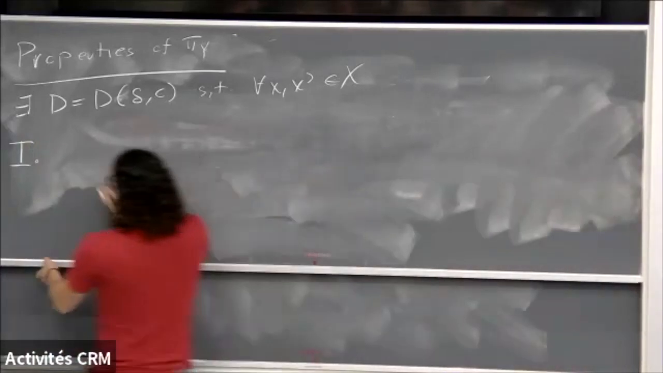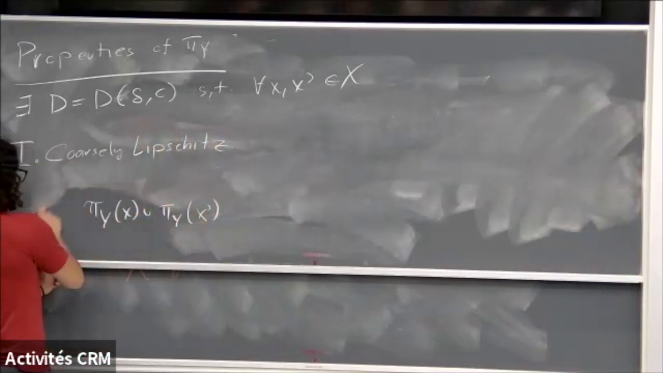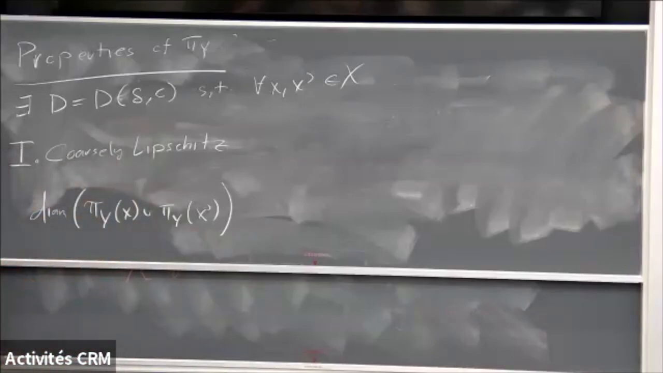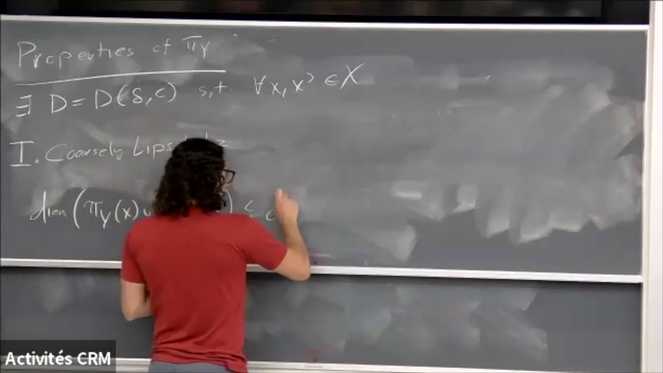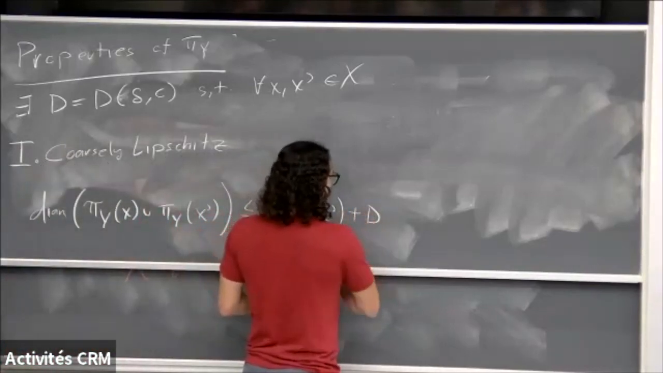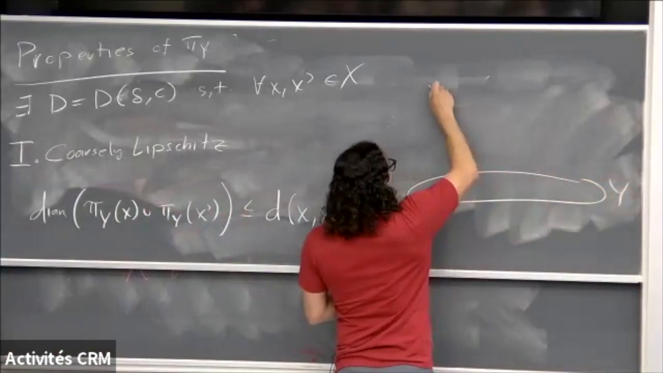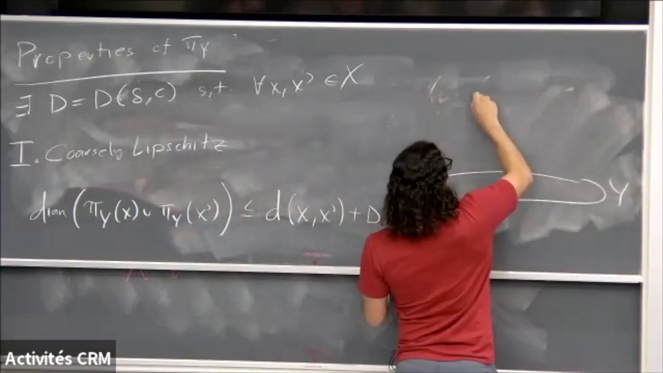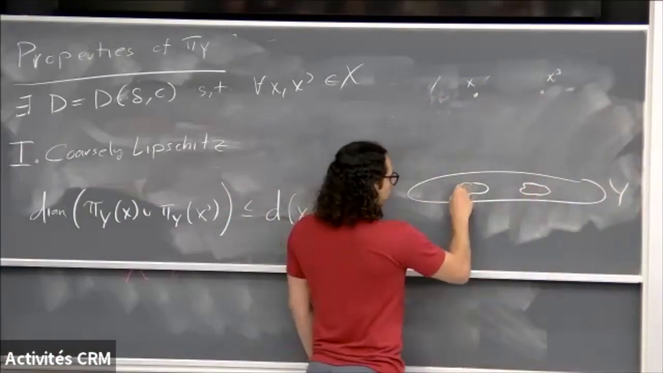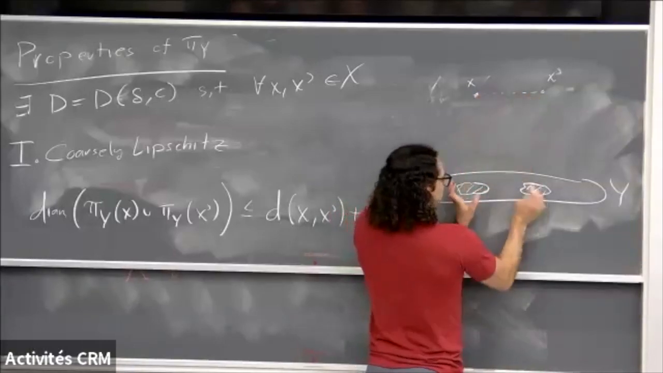This is what I call the coarse Lipschitz property. It says if I look at the projection of two points, and I take the diameter of the union of those projected sets, that diameter is bounded above by the distance between the two points originally plus this constant D. So if I have my subset Y over here, and I have my two points x and x prime, maybe I'll draw them a little closer together, they project to some sets, and the total diameter of those sets is not much bigger than the original distance between the points. So this distance is about the same as that total diameter.